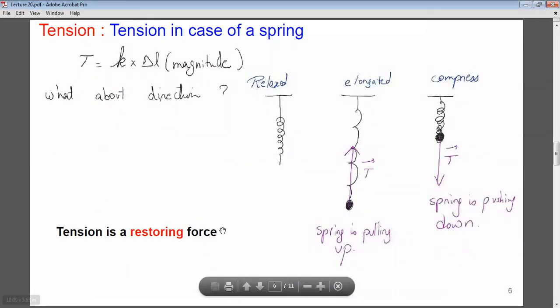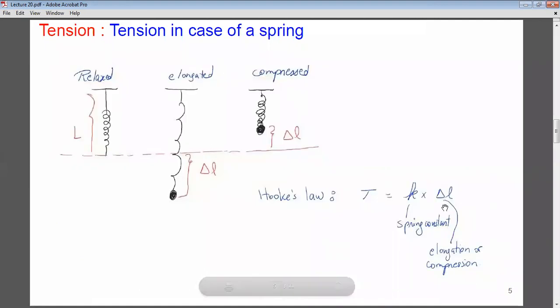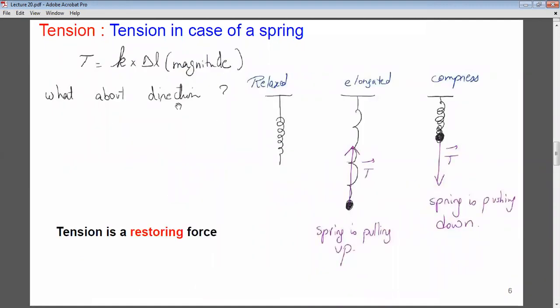What you have to know about the tension. So this is about the magnitude. It's equal to K times delta L. What is its direction? Tension is a restoring force, which means it always wants to bring the spring back to its relaxed form. So in this case, it's elongated. It wants to bring it back to relaxed form, implies the tension will be upward.